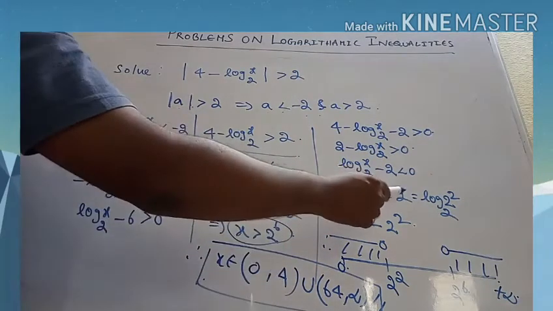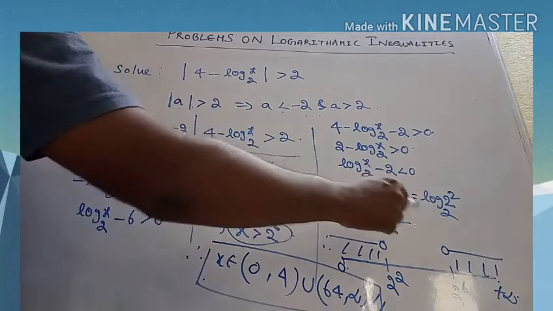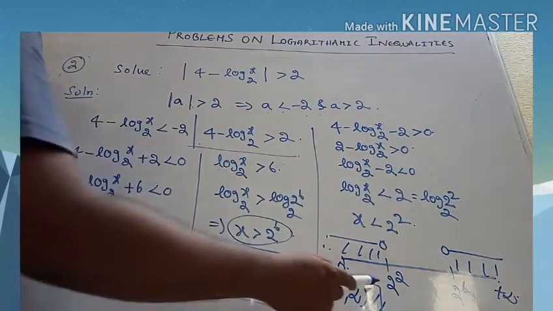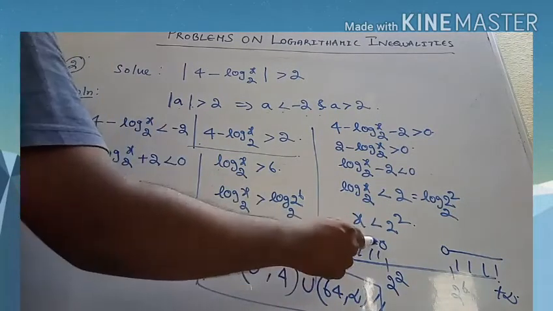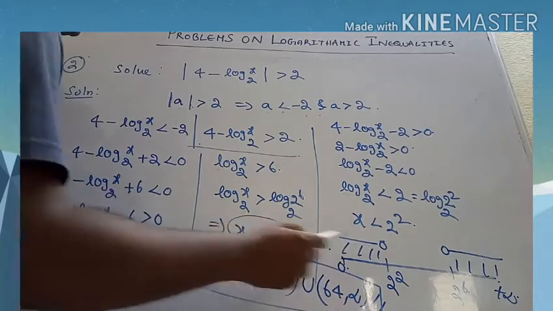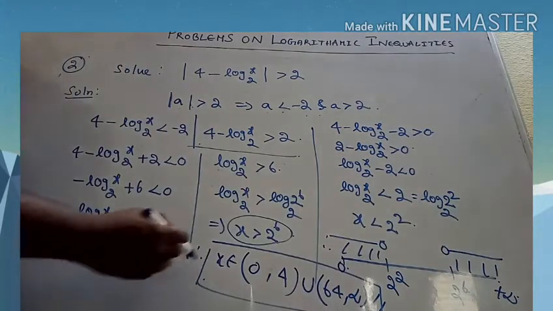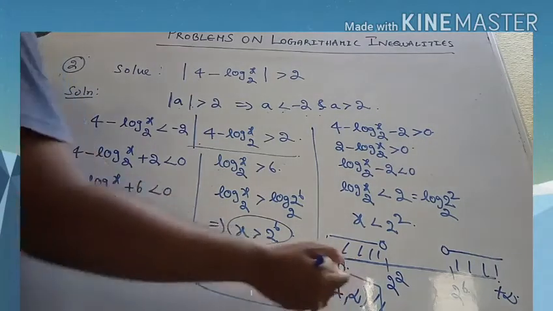Now you can write this 2 as log 2 square to the base 2. Here also the base 2 is greater than 1, so x is less than 2 square. That means x is less than 4. Now 2 square means 4, and 2 power 6 means 64. We have x less than 2 square and x greater than 2 power 6. Therefore our solution set is x belongs to 0 to 4 union 64 to infinity.